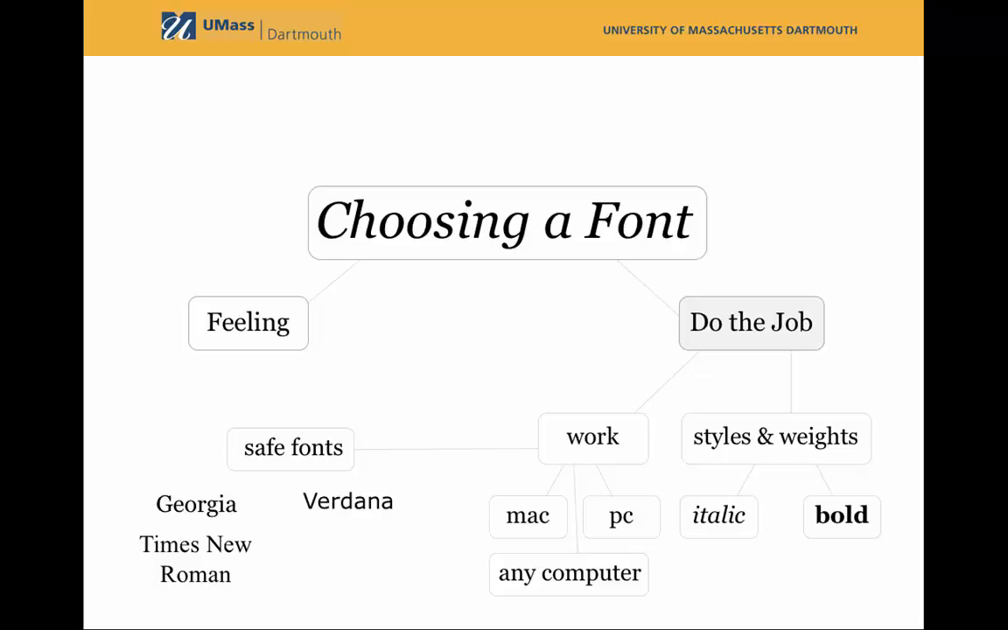In the sans serif category, Verdana, which I've been using throughout this presentation when I used sans serif, is a safe font, as is Arial and Trebuchet. So these five fonts are all safe, which means that they will work regardless of the computer that you're using. And in addition, they all have italics and bold, so they'll probably be able to do the job for you.